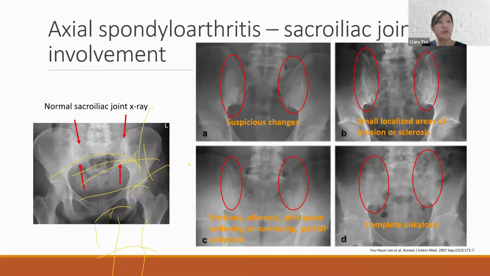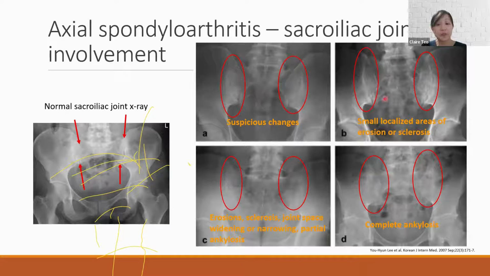These are X-rays of the sacroiliac joints, showing from this diagram moving from A to D, mild changes and then severe changes. Figure A just shows suspicious changes, which cannot be used to define ankylosing spondylitis, but may be seen in non-radiographic axial spondyloarthritis, as it is not diagnostic of ankylosing spondylitis, as per the modified New York criteria that we discussed earlier.